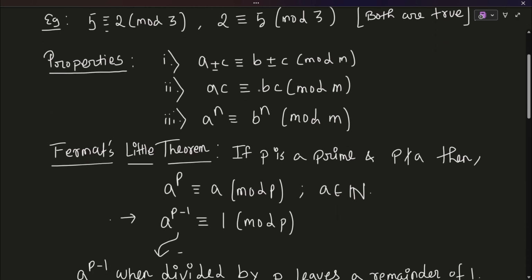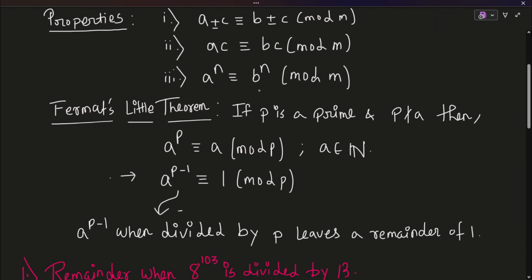Okay. Along with this, we will also learn one more theorem, which is Fermat's little theorem: if P is a prime and P does not divide A, so basically A is not a multiple of P and A is a natural number as well, then A to the power P, when divided by P, leaves the remainder of A. Or simplified, A to the power P minus 1 leaves a remainder of 1 when divided by P. So if A is a number which is not divisible by P, then A to the power P minus 1 when divided by P leaves a remainder of 1.